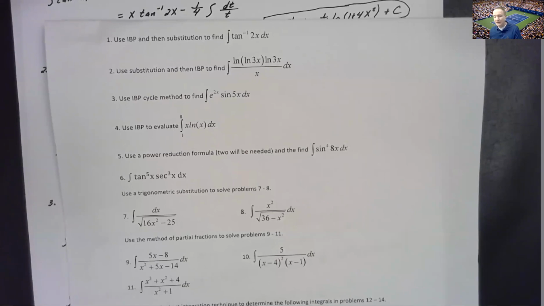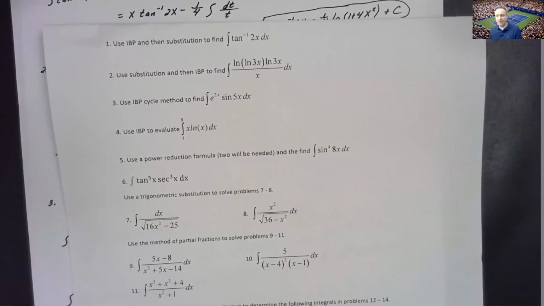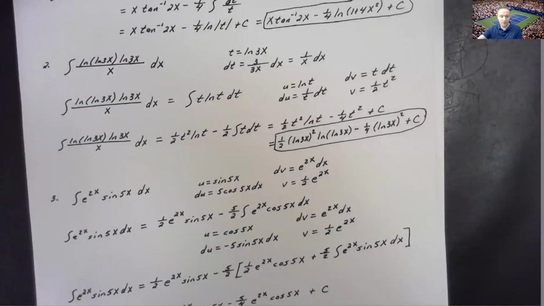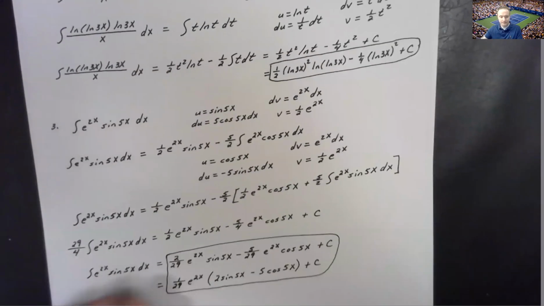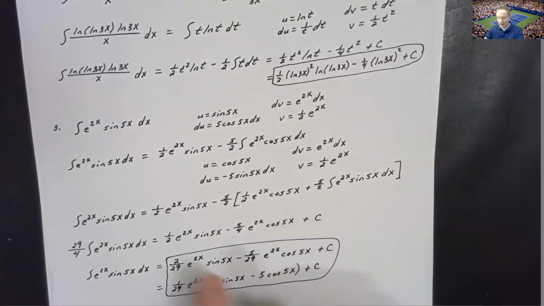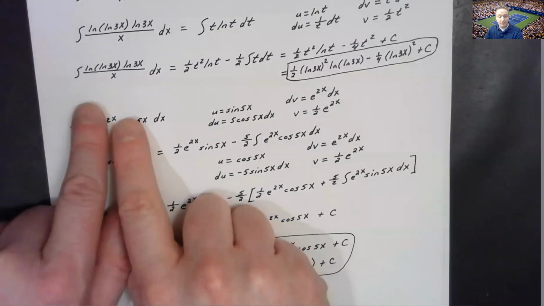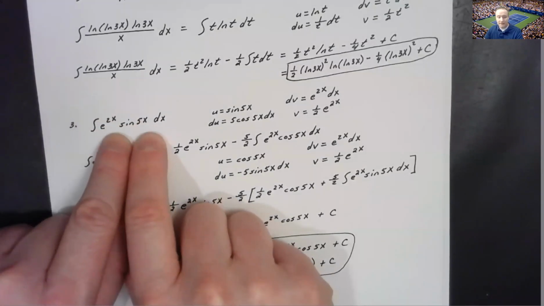But what the cycle method tells us is that if we use integration by parts on it twice, it should cycle back around to where we have what we're originally trying to solve for on both sides of the equation. And that's actually a good thing, because then at that point we can solve for it algebraically. So that'll be the process in this problem. So looking at number 3 here with you, I can say, all right, I have the integral of e to the 2x sine of 5x dx.